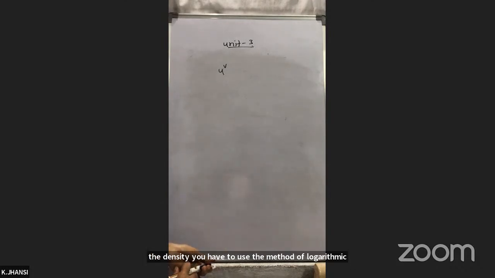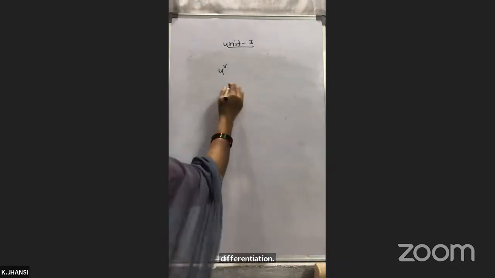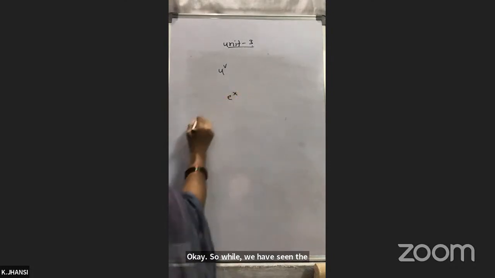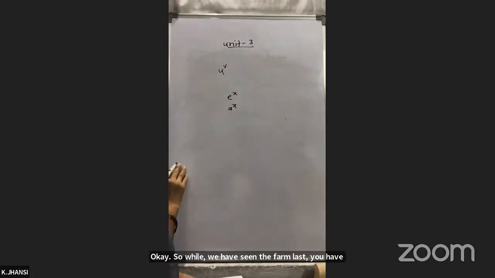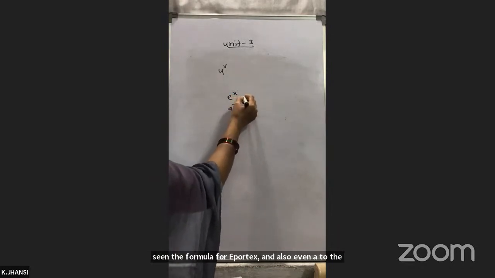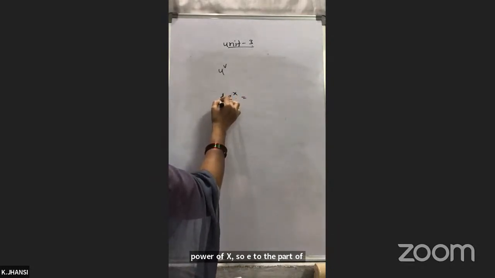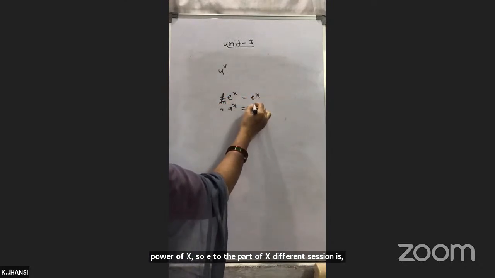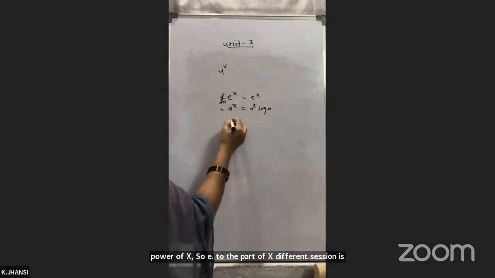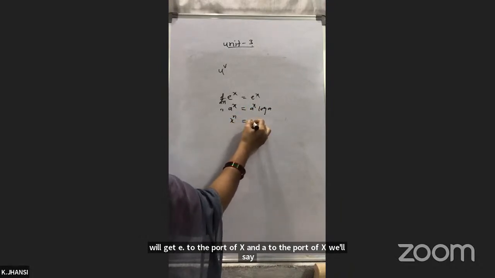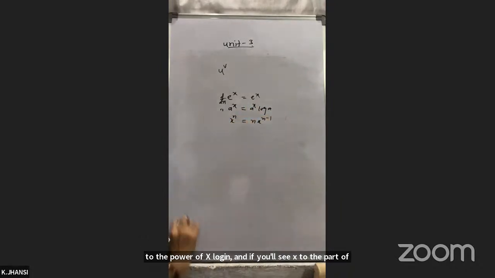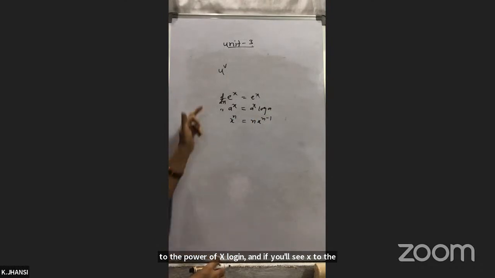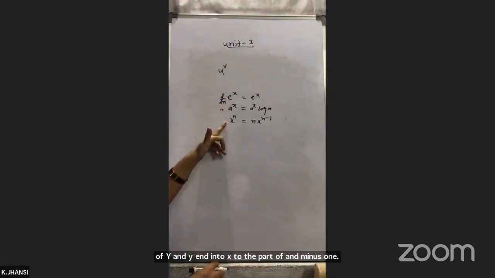Okay. You have seen the formulas for e power x and a to the power of x. The differentiation of e to the power of x is e to the power of x, and for a to the power of x, it is a to the power of x log a. And for x to the power of n, it is n into x to the power of n minus 1. So you have the formulas for all such types of functions.